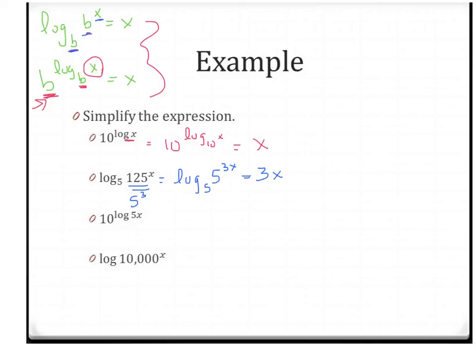Okay, so this next one again, with a log without a base, it's going to be base 10. So this is going to be 10 to the log base 10 of 5x, which is just 5x. And our last one here, this is log base 10. This is log base 10. So if I could somehow write this as 10 to some power, this is 10 to the 4x, which is then going to equal 4x. So this is really using those inverses to your advantage.